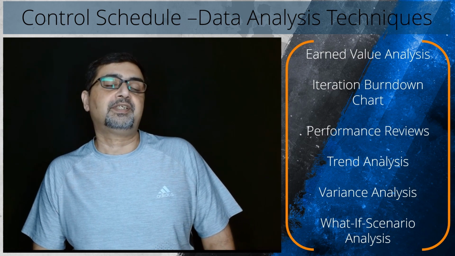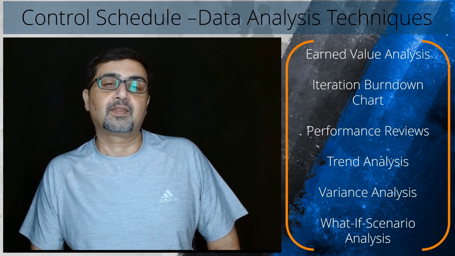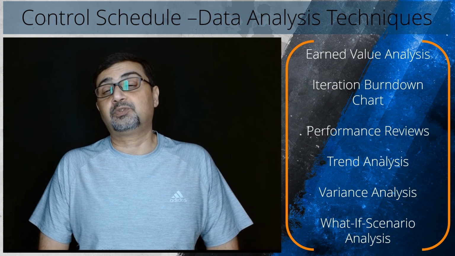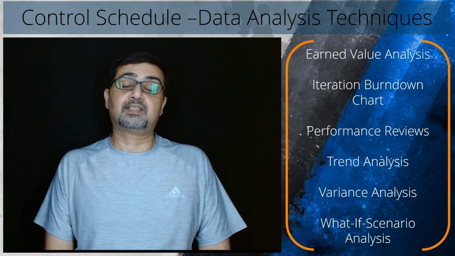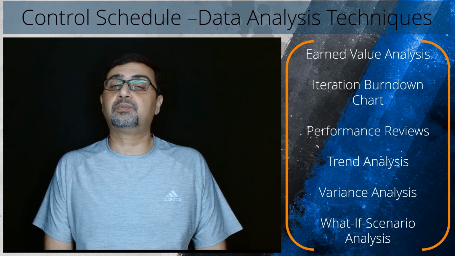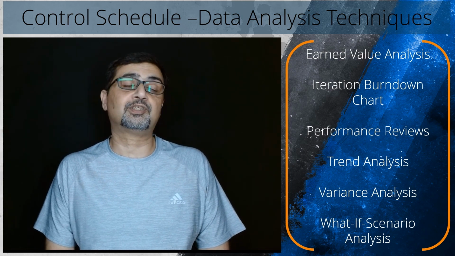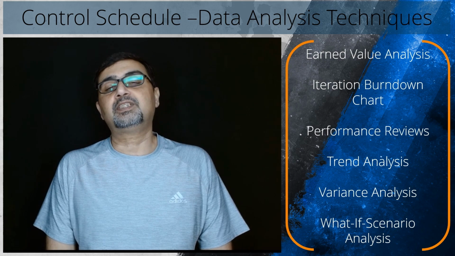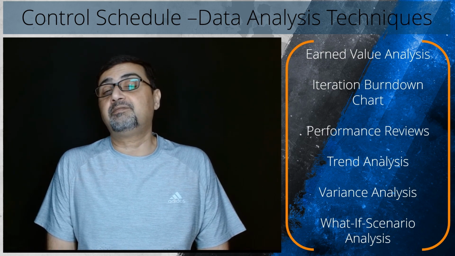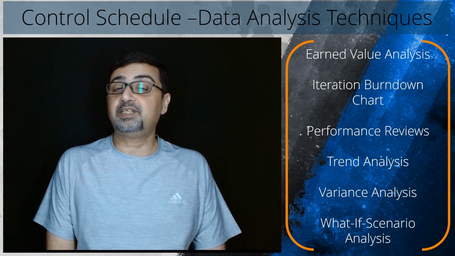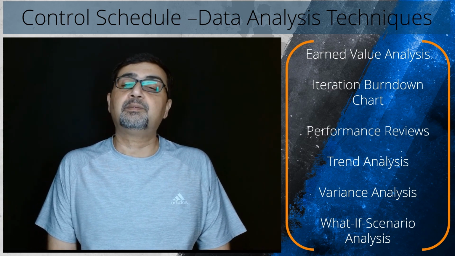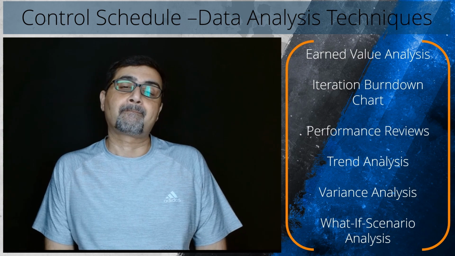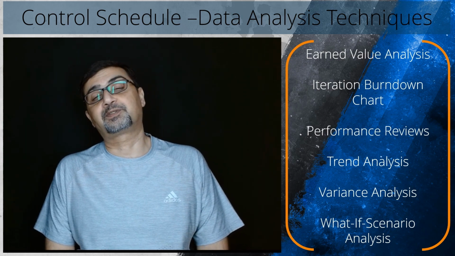Then we have the iteration burndown charts. In agile project management approaches, an iteration burndown chart is widely used. It symbolizes the completion of work through a succession of iterations or sprints. Project teams can discover any deviations from the intended rate of completion by analyzing the burndown chart and taking appropriate remedial steps.